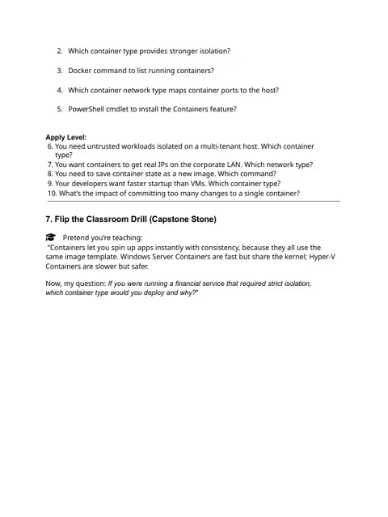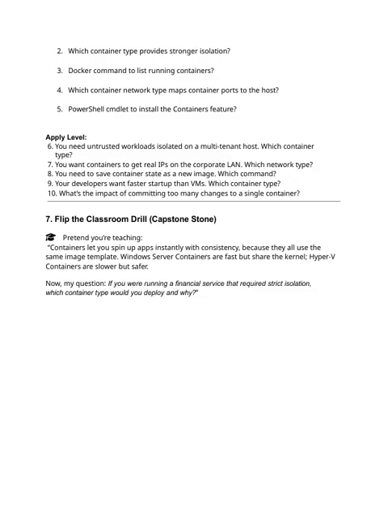Let's think about application scenarios. When you need to isolate untrusted workloads on a multi-tenant host, which container type should you choose? Hyper-V containers are ideal here because they provide stronger isolation, ensuring that untrusted workloads don't compromise the host or other containers. If your goal is for containers to get real IPs on the corporate LAN, which network type would you select? That would be the transparent network type, as it connects containers directly to the physical network, giving them their own IP addresses on the LAN.